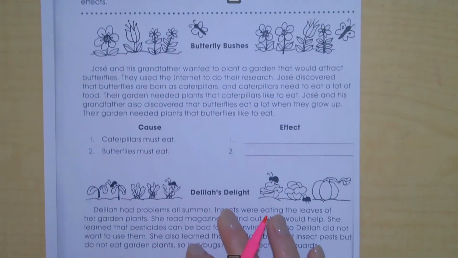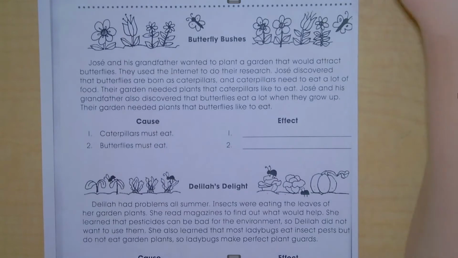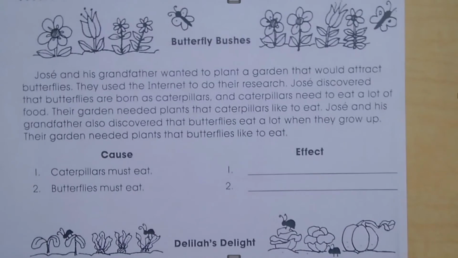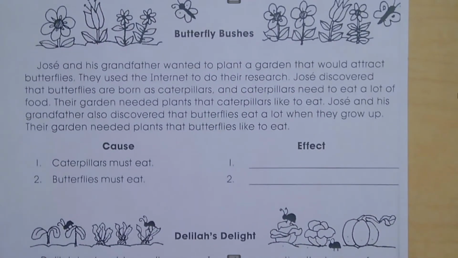All right. So the first story we're going to read is called Butterfly Bushes. Jose and his grandfather wanted to plant a garden that would attract butterflies. They used the internet to do their research. Jose discovered that butterflies are born as caterpillars, and caterpillars need to eat a lot of food. Their garden needed plants that caterpillars like to eat. Jose and his grandfather also discovered that butterflies eat a lot when they grow up. Their garden needed plants that butterflies like to eat.